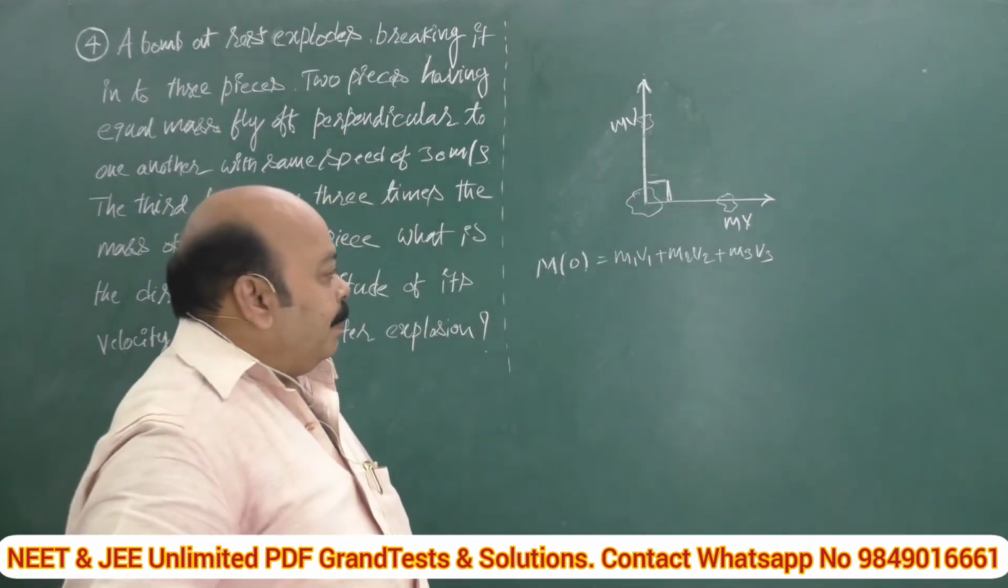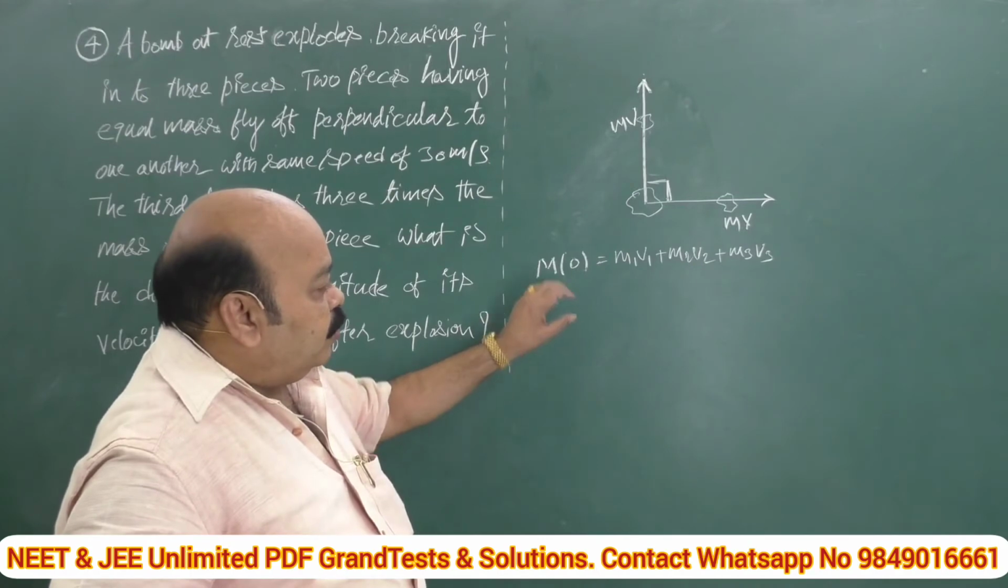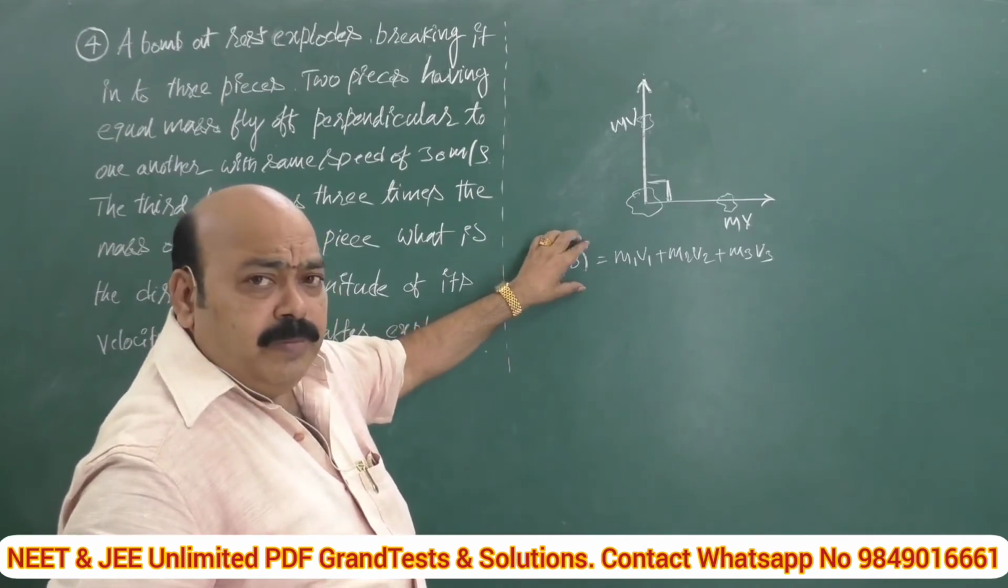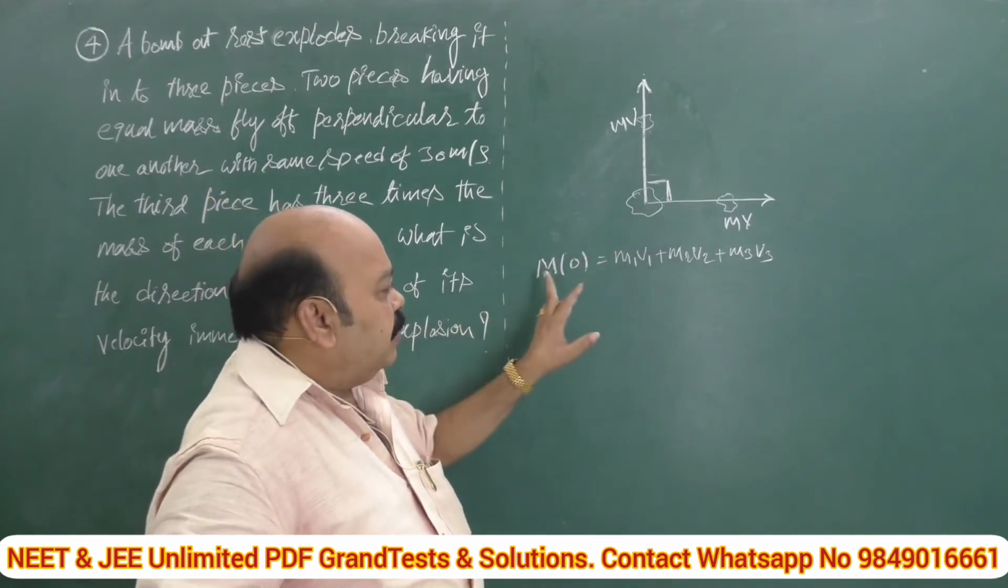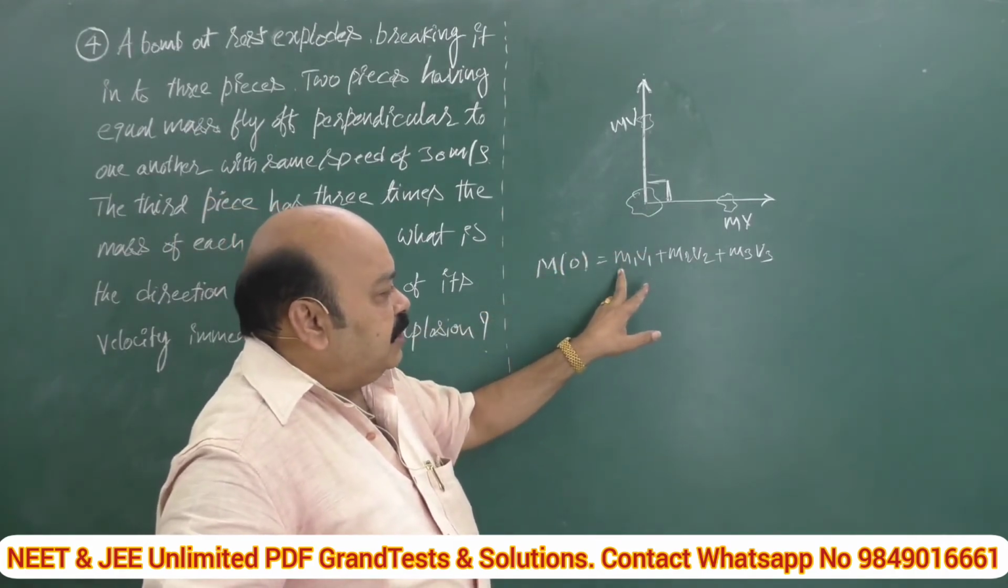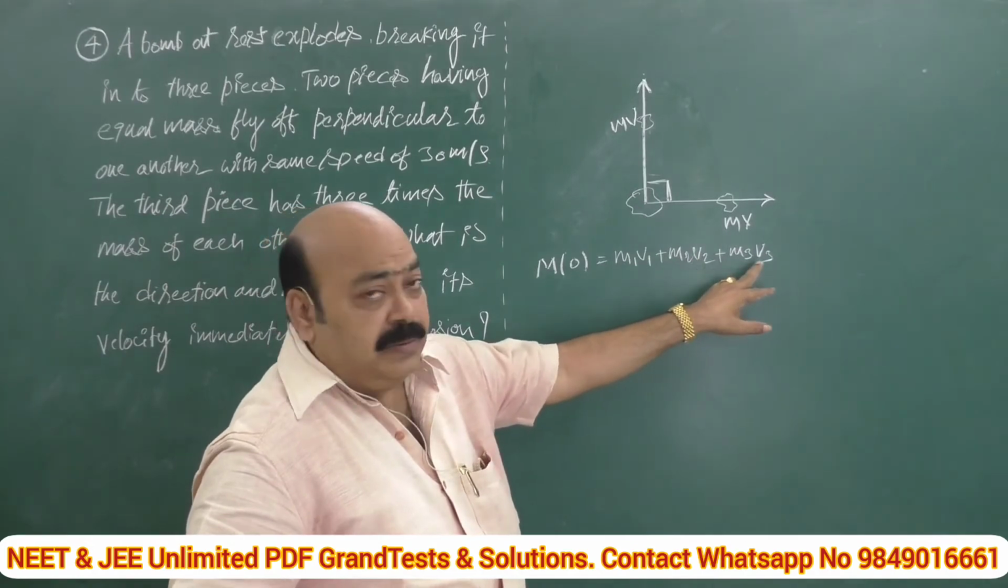Okay. Are you comfortable? Total momentum before impact. What do you mean by momentum? The product of mass and velocity. Since initially it is at rest, I am writing M into 0. Three pieces: m1 v1 plus m2 v2 plus m3 v3.